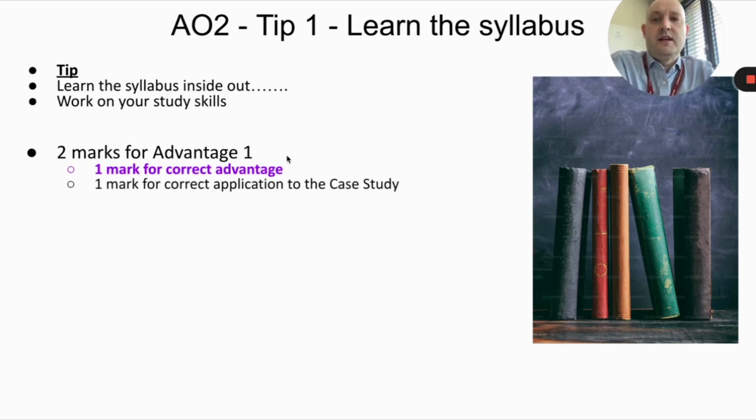Oh, that just summarizes what I said. So 2 marks for advantage 1, so there's AO1 marks there.